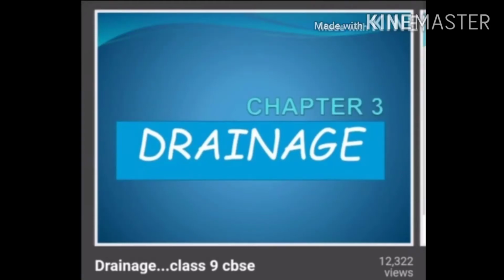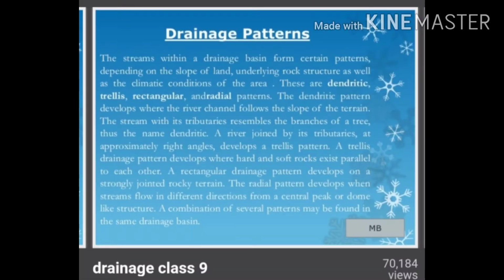Good morning, students. Once again, we are here with the Geography Chapter 3 Drainage of Class 9. We have already talked about what the drainage patterns are. We also talked about what a river system is, that is, a major river and its tributaries make the river system. We also talked about the water divide, the upland area between the two major rivers and their tributaries, the two streamlines.